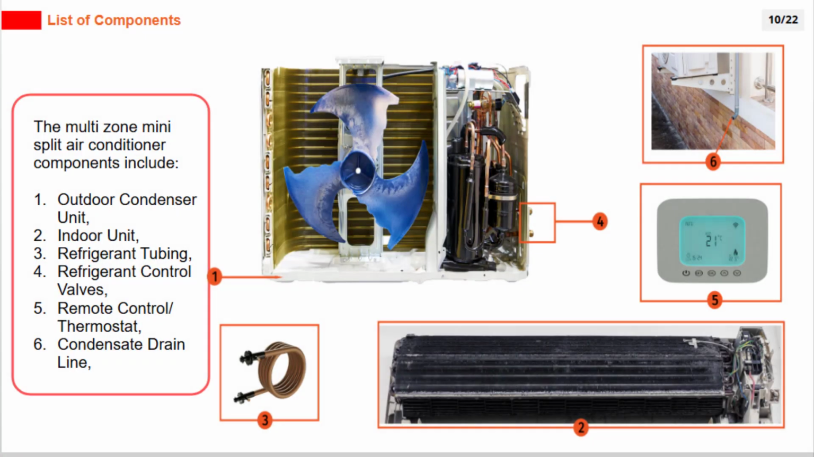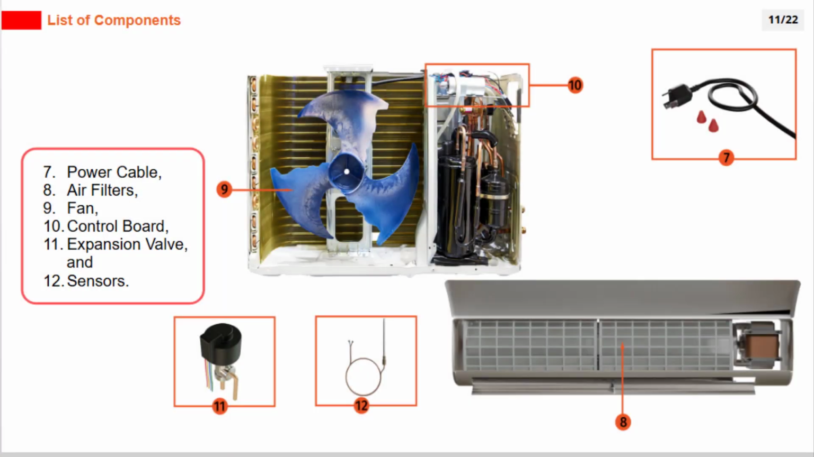The multi-zone mini-split air conditioner components include outdoor condenser unit, indoor unit, refrigerant tubing, refrigerant control valves, remote control/thermostat, condensate drain line, power cable, air filters, fan, control board, expansion valve, and sensors.